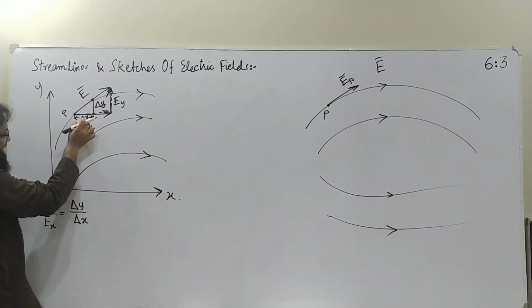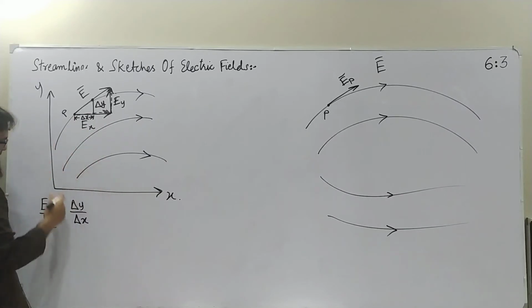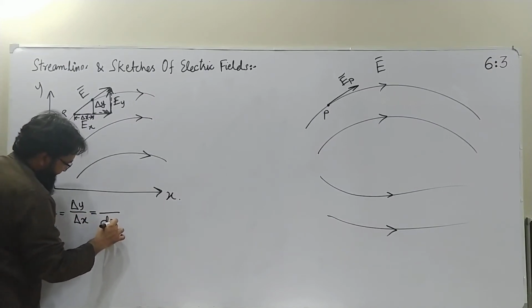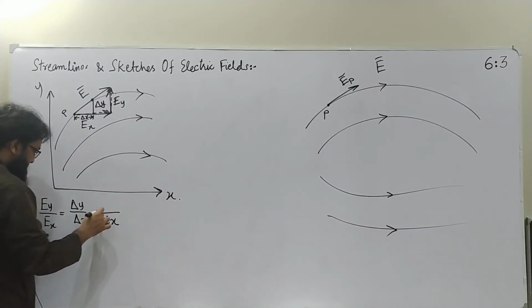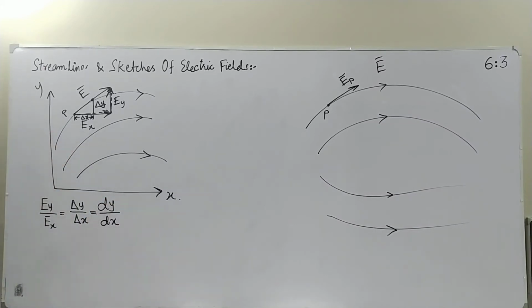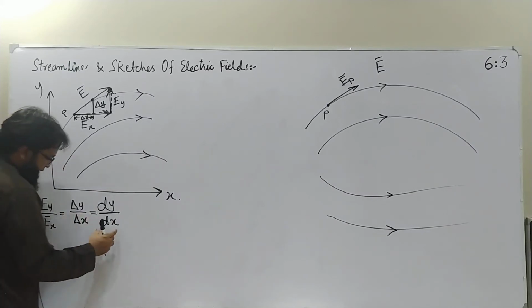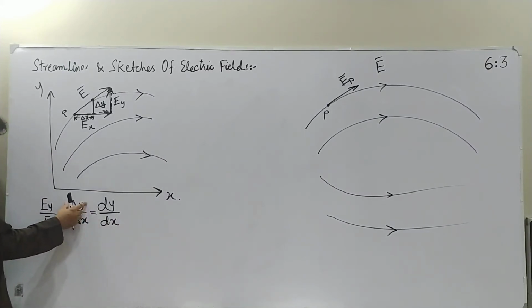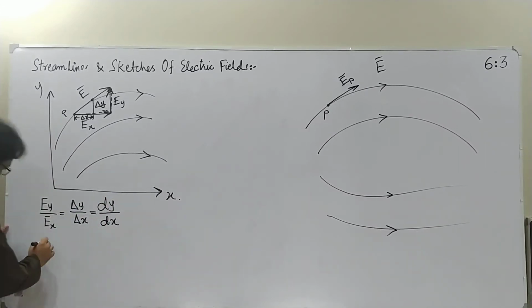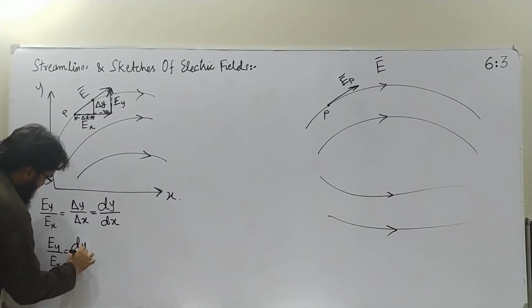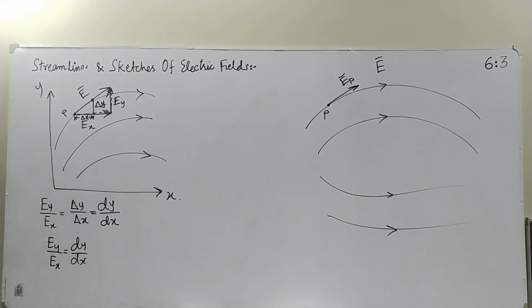If I make this delta x so small that this incremental x becomes differential x, this incremental y will be proportionally decreased and it will become dy. If delta y becomes dy, if I make this delta x become differential, this incremental y will also become differential. So what we can write is Ey upon Ex is equal to dy upon dx.